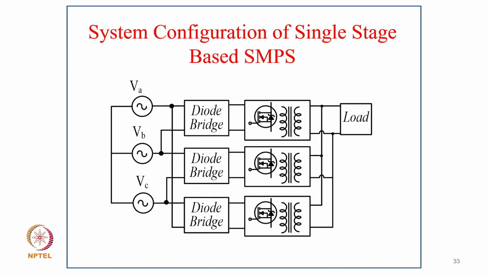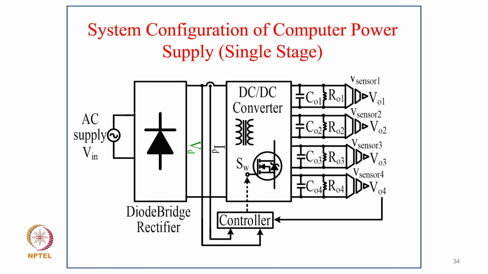So this is typically the system configuration for a single stage SMPS. For some applications you can have a 3-phase supply with a diode rectifier, connecting the 3-phase output in parallel to provide the parallel load to the power supply. We want to go for high power ratings, like maybe telecom power supplies as well as welding power supplies or many other applications for high rating.